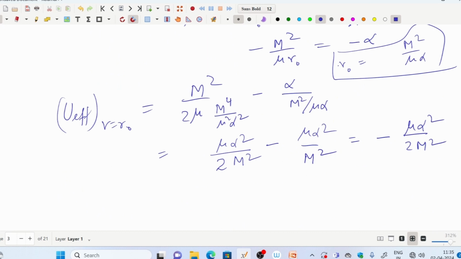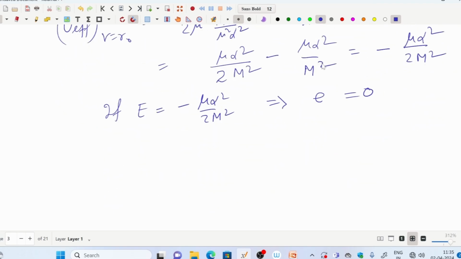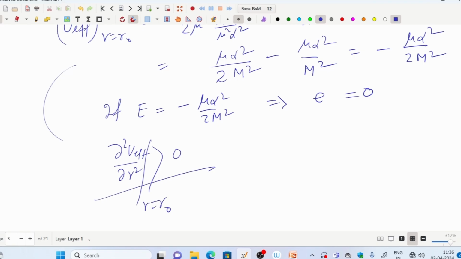So, if E equals minus mu alpha square by 2 m square, then small e equals 0, eccentricity equal to 0. Okay. So, you can find that the orbit will be circular. One can of course check that the second derivative of U effective with respect to r is greater than 0 at r equal to r 0 for a true minimum.